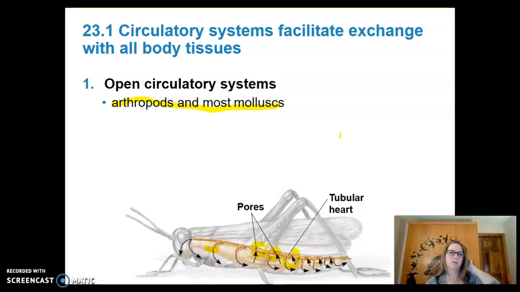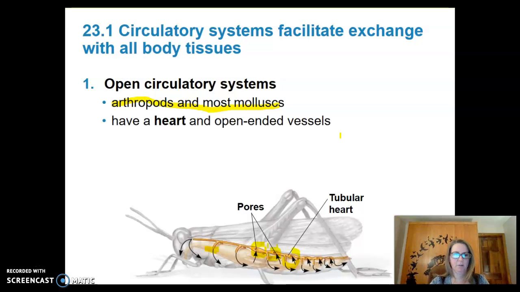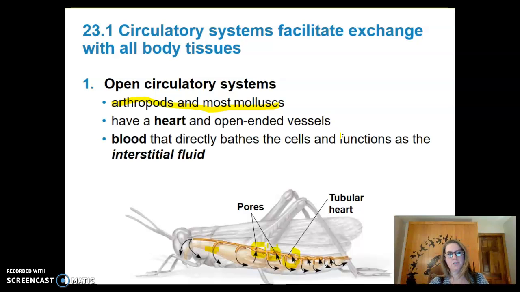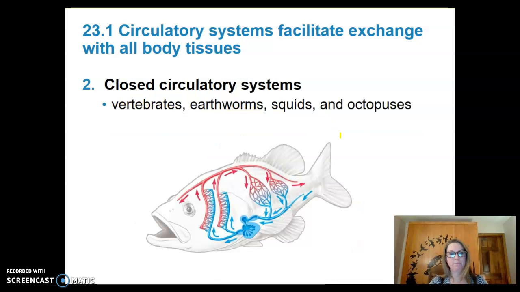So anyway, we have a heart with open-ended vessels. So the question becomes, how is this blood going to do the gas exchange? The blood directly bathes cells, and basically its function is a type of fluid where the gases are going to be housed for a short period of time as they're moving outside or into the body.